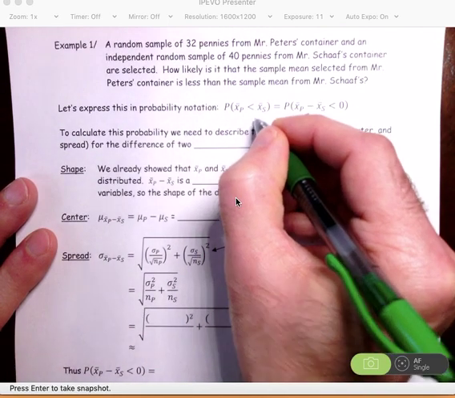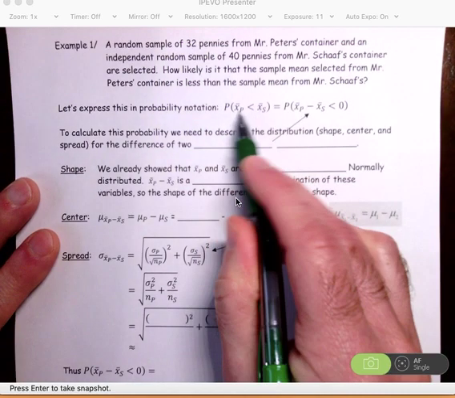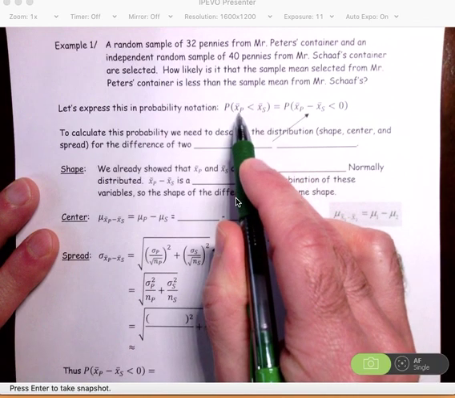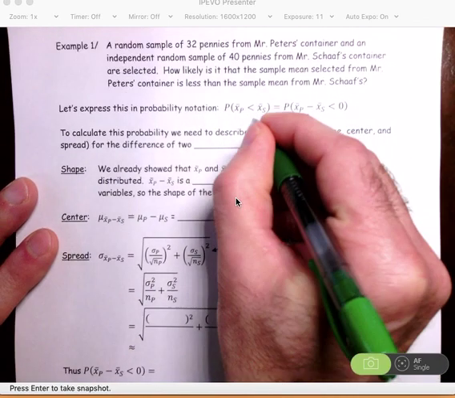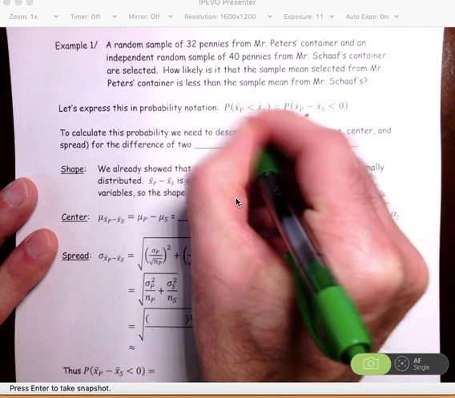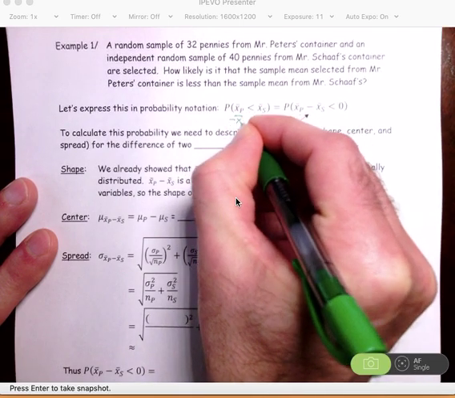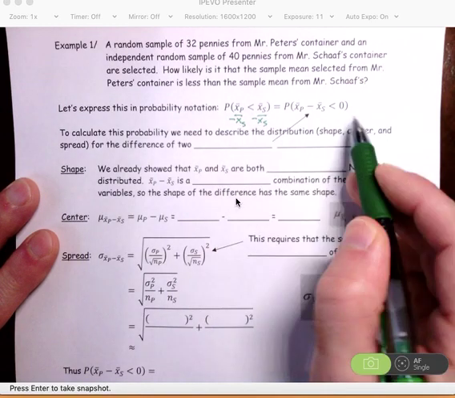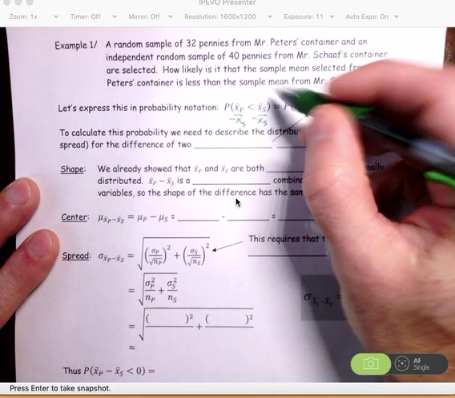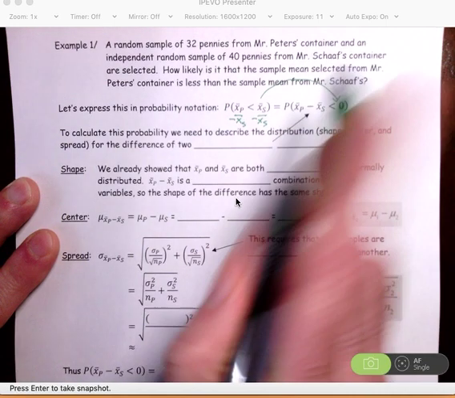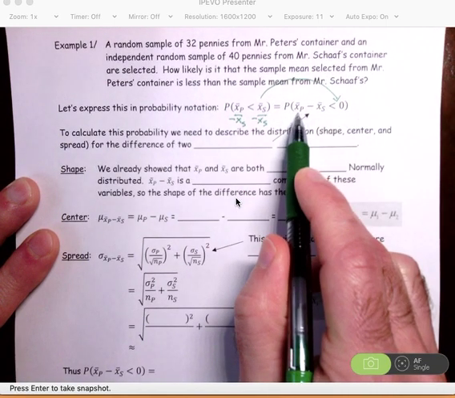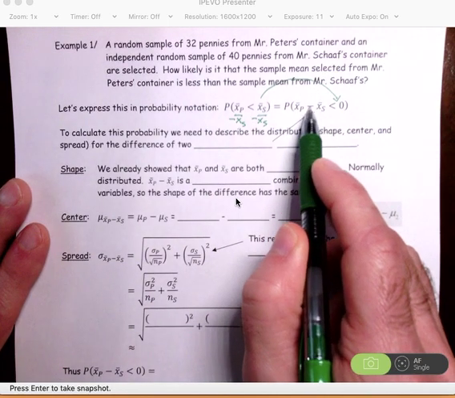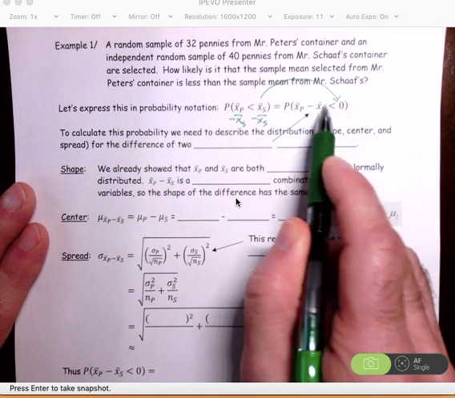So just like we did for proportions, rather than compare two random variables, we're going to combine these random variables in a way so that we can compare them to a constant. So we're going to subtract the sample mean from Schaaf's container from both sides of this inequality. So on the right side of the inequality, we end up with a 0. And on the left side, I have the sample mean from Mr. Peters minus the sample mean from Mr. Schaaf. This is the difference of two random variables.